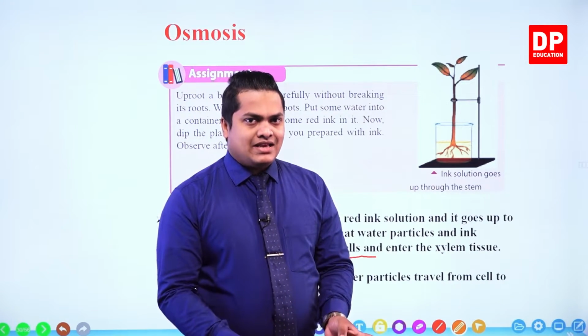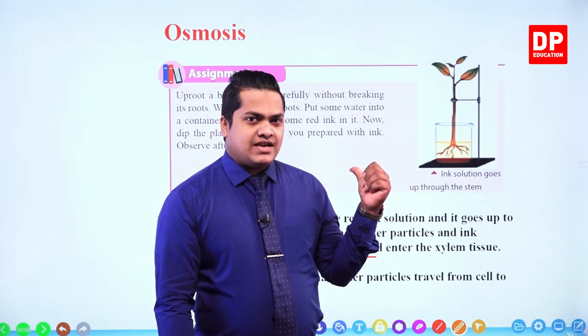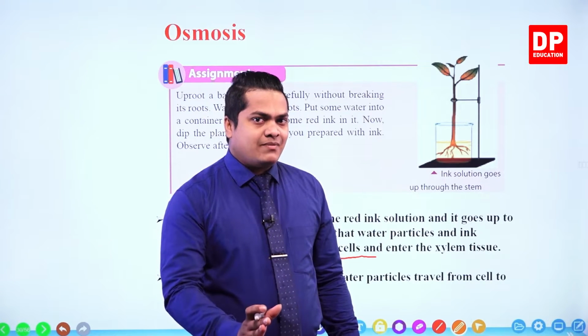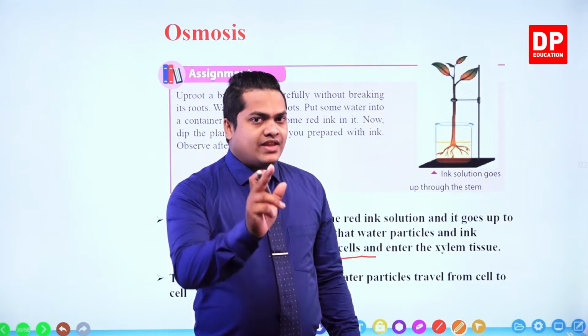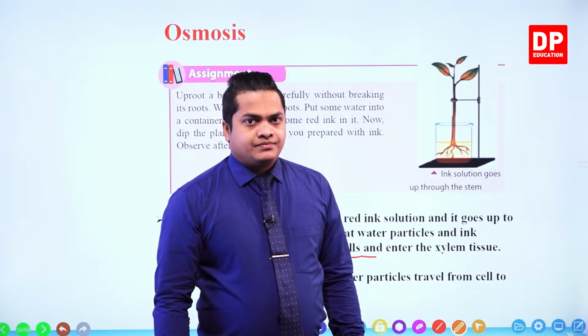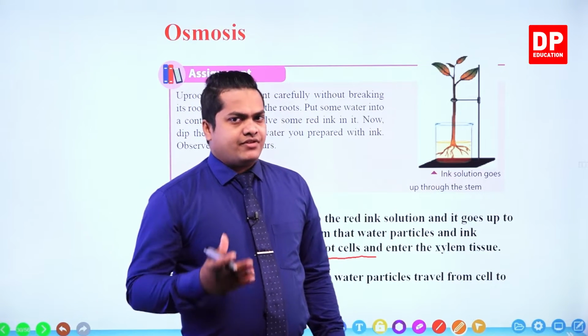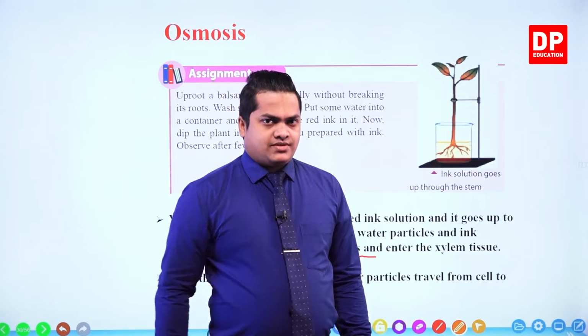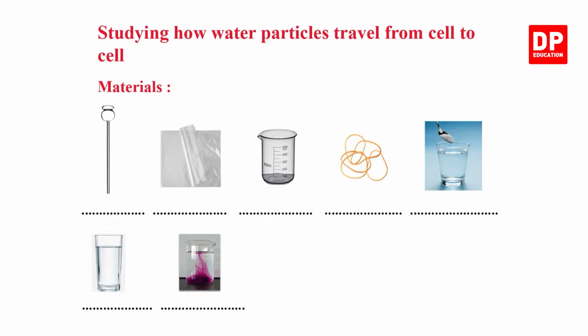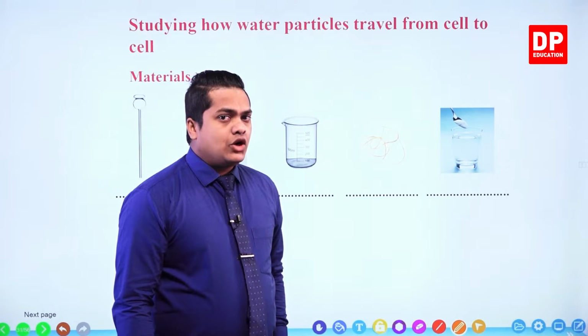So to get some idea, we did a small assignment over here using that balsam plant, and you could see that root hairs are definitely passing water from one cell to another, then to the xylem, to transport water to the upper part of the plant. So now let's investigate further things related to this process. You are given a special kind of activity in order to further investigate this transportation process, which happens from one particular cell to another.